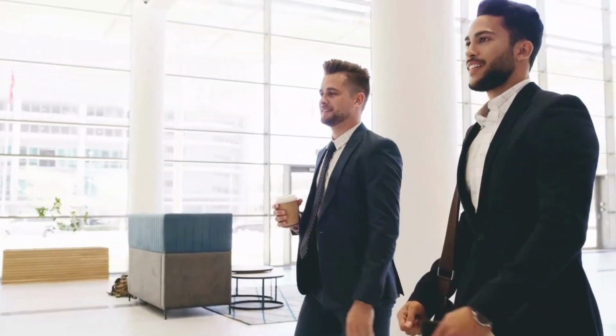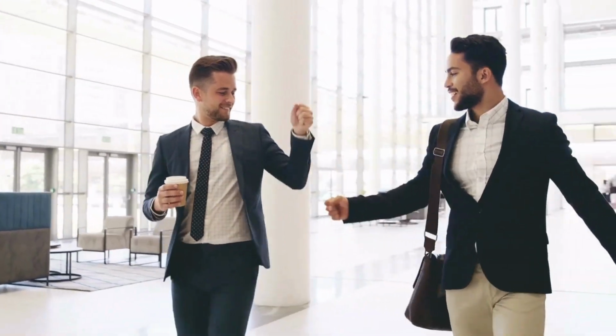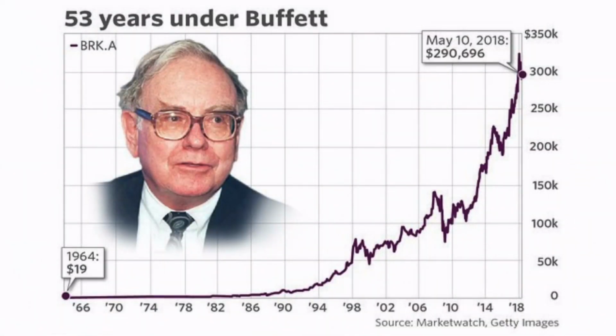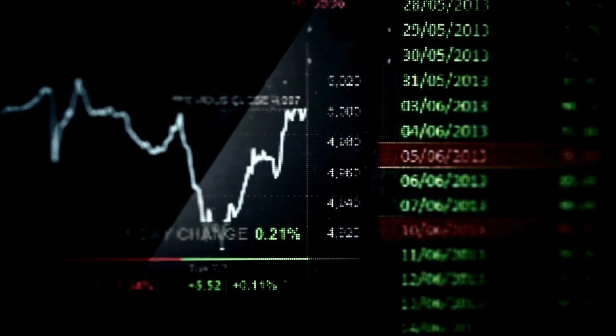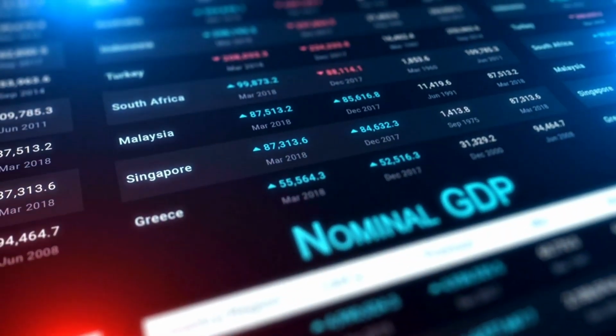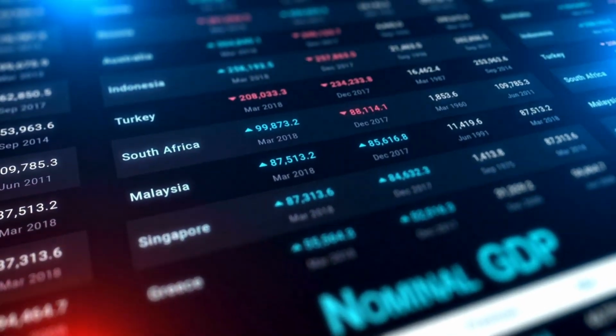Chapter 1. The Buffett Indicator. Let's start with the first indicator, the so-called Buffett Indicator. Made famous by investing legend Warren Buffett, it shows the ratio of the total market capitalization of stock markets to the gross domestic product, GDP, of a country.